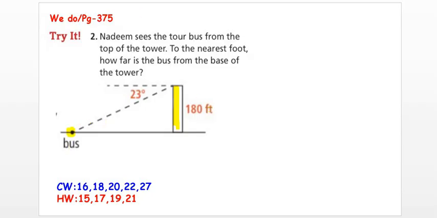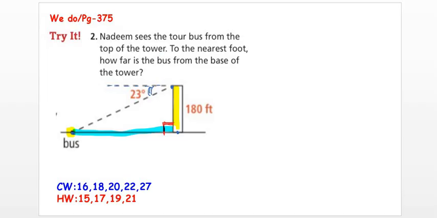Now he can see the bus from the top of the tower, and the angle, as shown here in the diagram, the angle of depression is 23 degrees. And they want us to find how far this bus is from the foot of the tower. That means they want me to find how long is this line. What is the distance? Now clearly you can see that this is a right angle triangle. Why? Whenever you make a tree, a building, or a pole, all these stand upward from the ground, so they make a right angle with the ground.